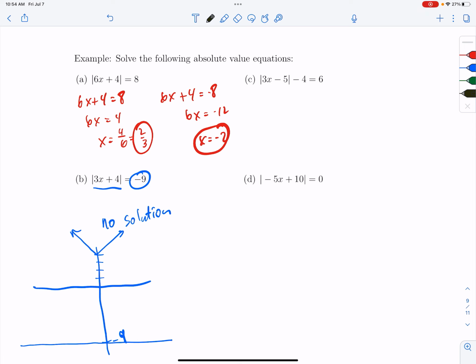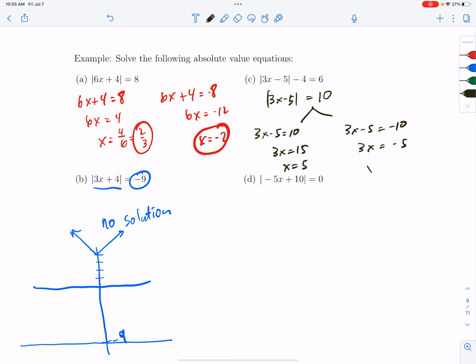All right, on part C, what we want to do first is isolate the absolute value. So we set the absolute value of 3x minus 5 equal to 10. Now split it into two equations, and then we just solve down. So x is equal to 5. X is equal to -5/3.